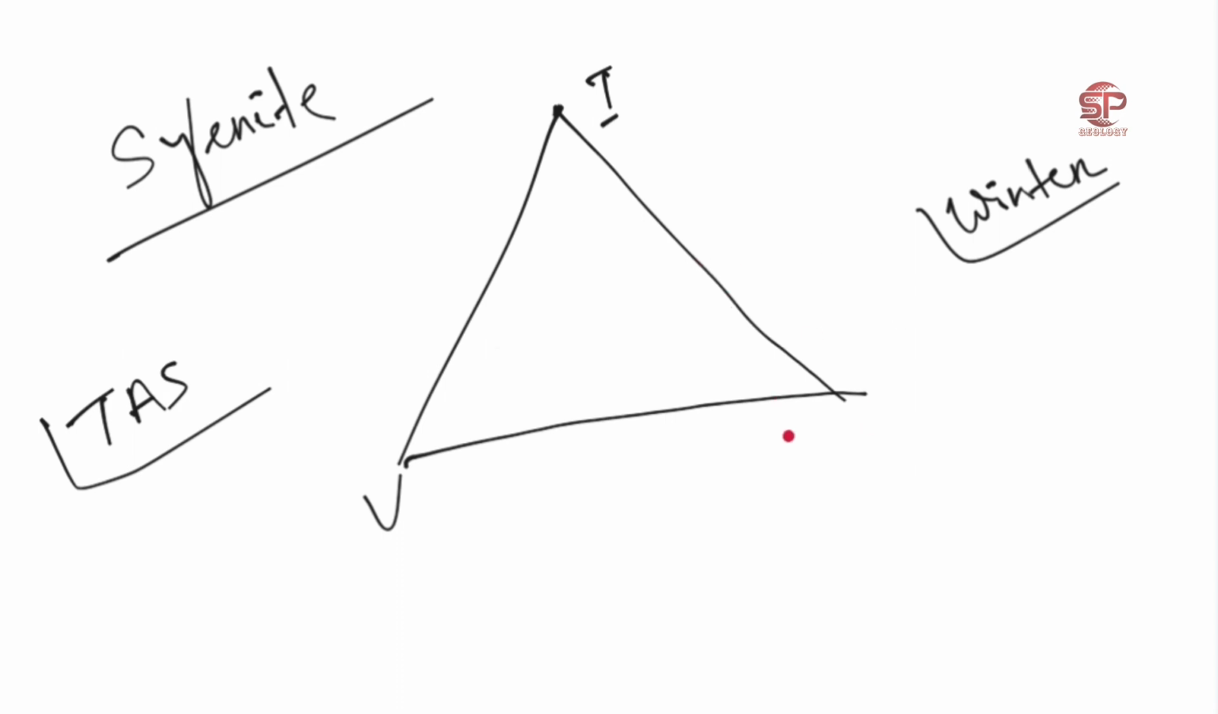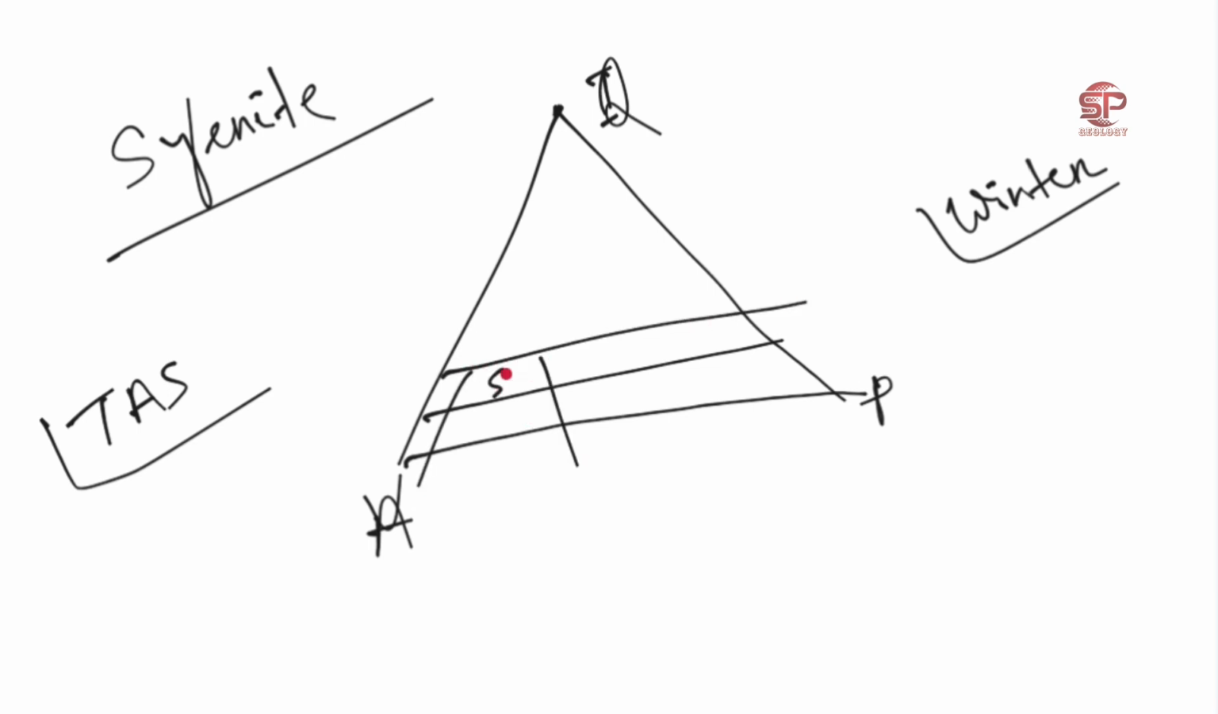the IUGS classification QAPF diagram. So here syenite comes, na? This is syenite, monzonite, monzodiorite. So now the thing is, this syenite is highly saturated with alkali feldspar. Alkali feldspar, that is orthoclase feldspar, or you can say potash feldspar.